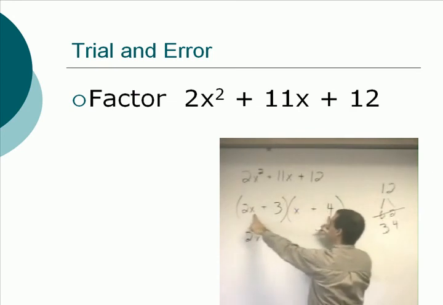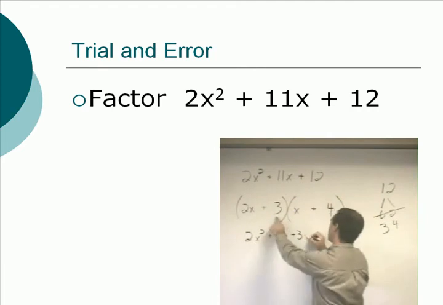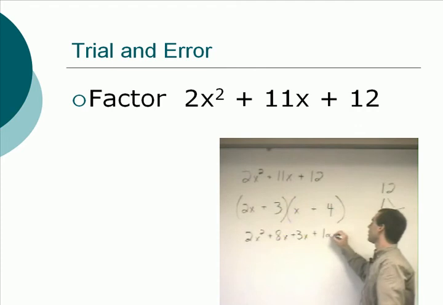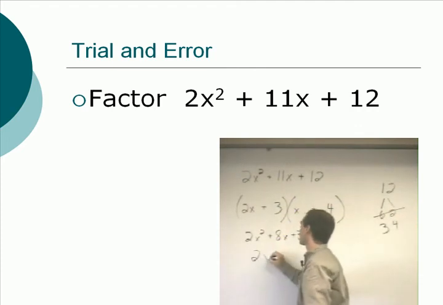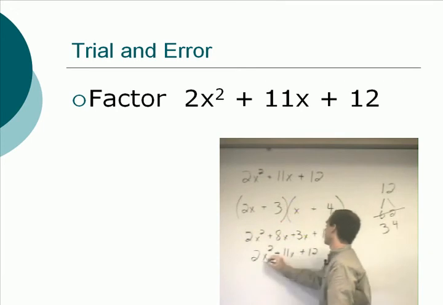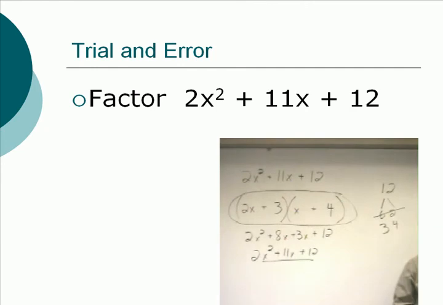2x squared plus 8x plus 3x. Okay, we hit it. There it is. Plus 12. So this does work out to be 2x squared plus 11x plus 12. That's what we wanted, and so that is the correct factorization. Trial and error is a bummer, but it works.